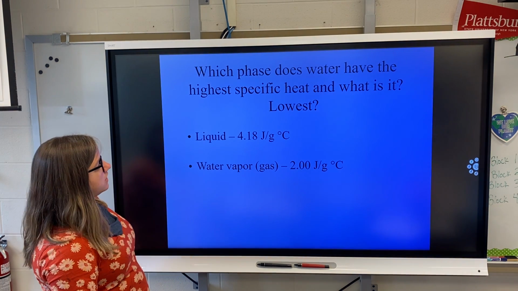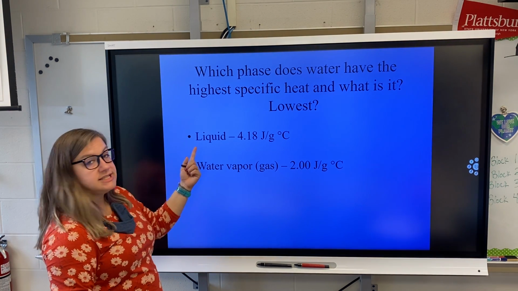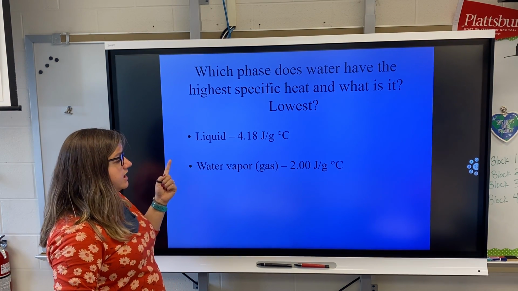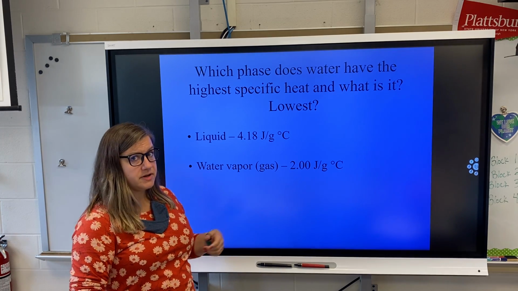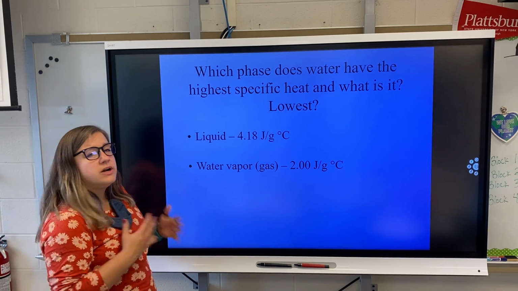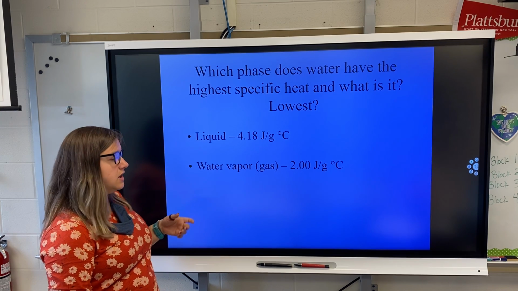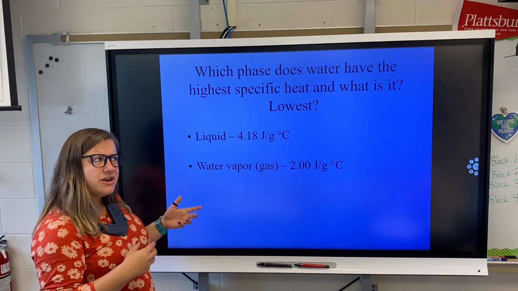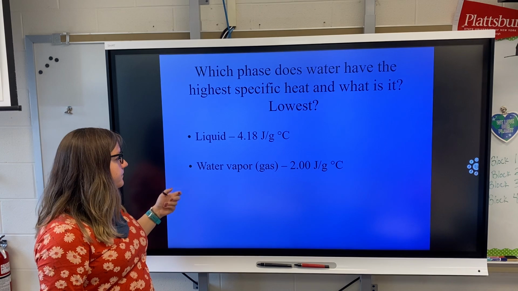So which phase does water have the highest specific heat? When it's in liquid form. And its lowest is when it's a water vapor. It doesn't take as long when it's a water vapor. Or it doesn't take as much energy, I should say, not as long. Time and energy kind of go hand in hand with this.